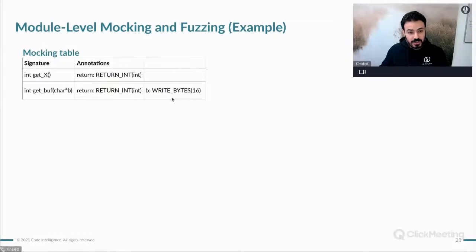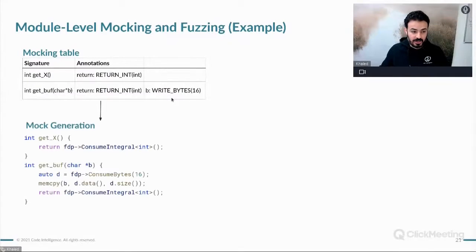And what we can generate out of this is the following code. So we generate a function get x with the same name that returns an integer, and as we've seen, this is the fuzz data provider. We return the value based on the fuzzy generated input, and we do the same, for example, for get buffer, where this buffer gets set in this application, where we get from the fuzz data provider 16 bytes. We copy them into the destination buffer, and we return also an integer based on the fuzzy generated inputs.